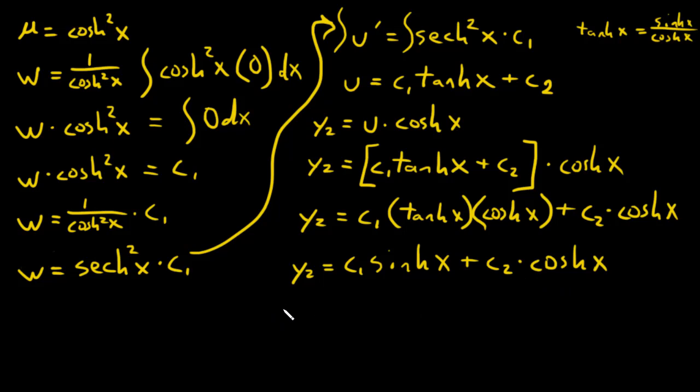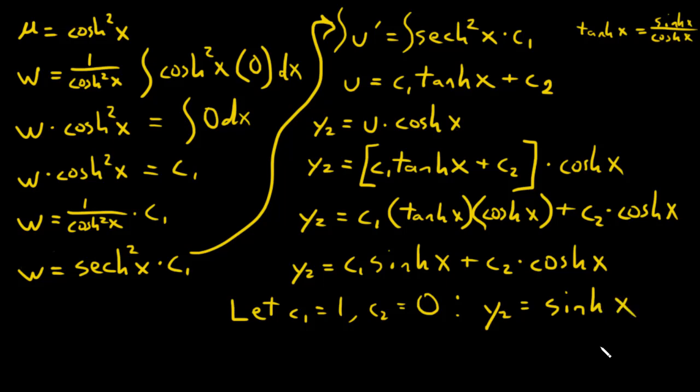I'm going to pick two values. So let c1 equal 1 and c2 equal 0. If that is the case, y2 equals hyperbolic sine x, which is what we thought it would be at the very beginning. And it just fell out of all that math.